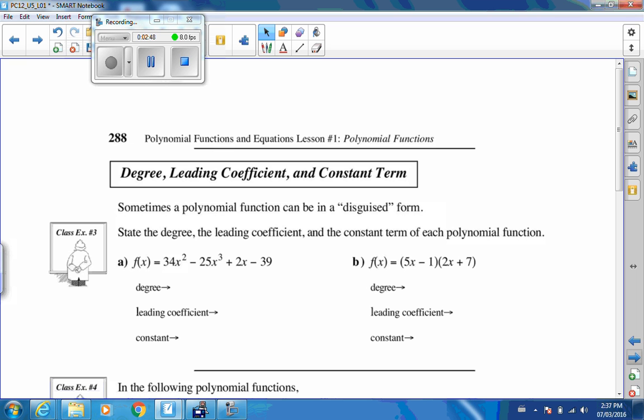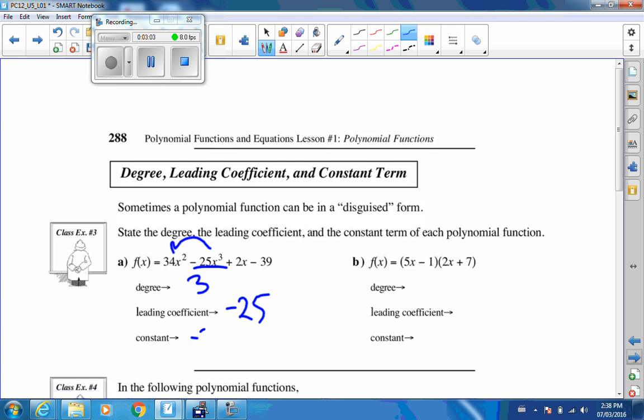Now, this is the biggest trick questions we can get. We can get it where it's not written in the standard form. Like, hey, that's the biggest thing. It's just not written up front. So degree is 3, leading coefficient -25, constant term -39.